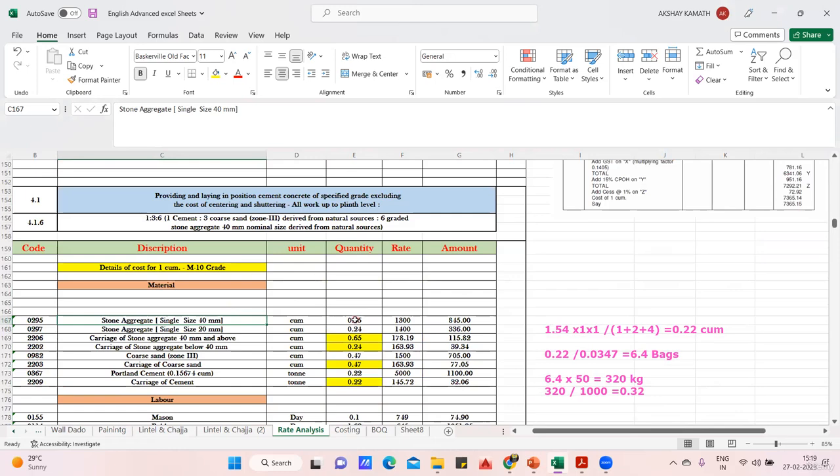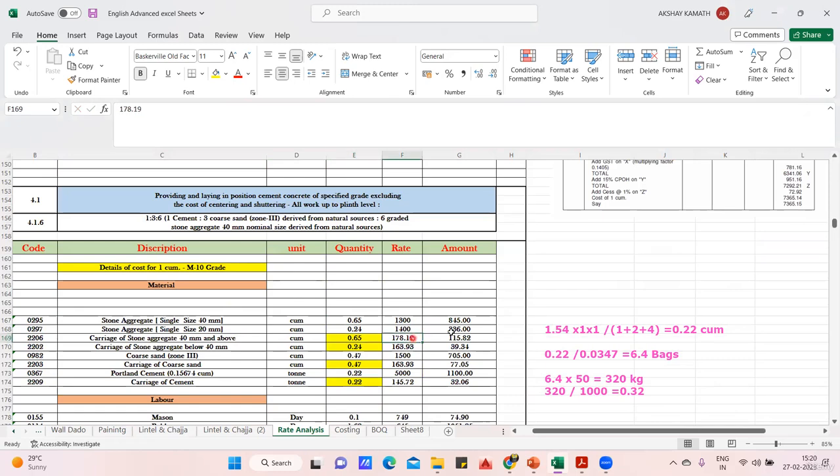So again, for that, the constant given is 0.65. For stone aggregate of 20 mm, the constant given is 0.24. Okay, they have done it separately. Fine. Next is carriage of stone aggregate of 40 mm. That means if you want to carry 40 mm aggregate and above for 1 cubic meter, the conversion is 0.65.